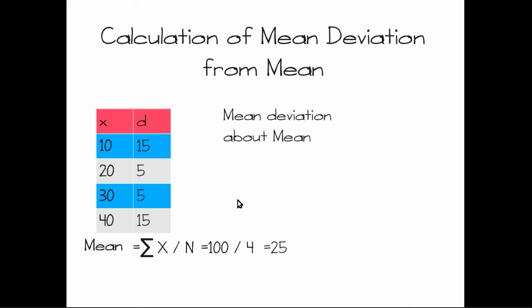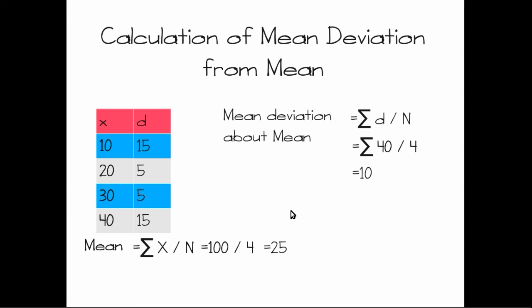Then we go on to find out the mean deviation about mean, which is simply the summation of all the deviations divided by the number of numbers. So here the summation of all these deviations is 40 and we divide that value by 4 and we get the mean deviation as 10.